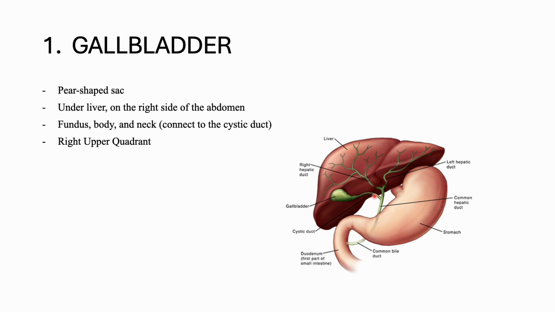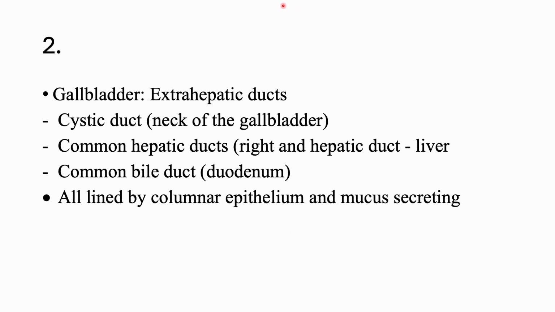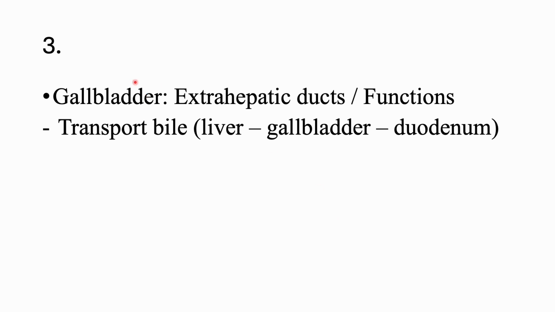And this is the cystic duct, right upper quadrant. So here are the ducts that are related to the gallbladder. We have the cystic duct, the common hepatic duct, and then the common bile duct, all lined by columnar epithelium and mucus secreting cells.